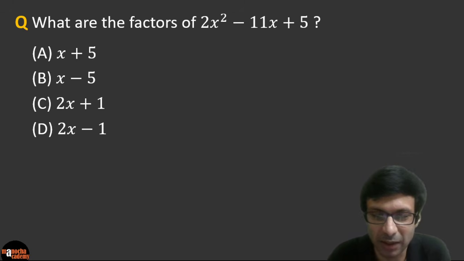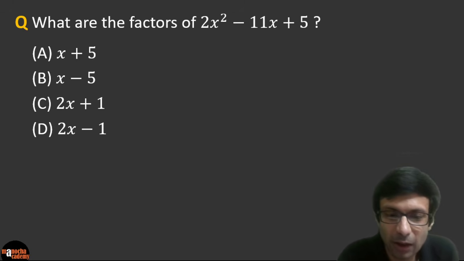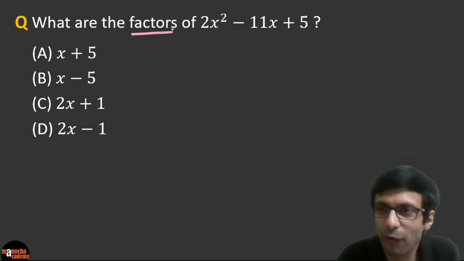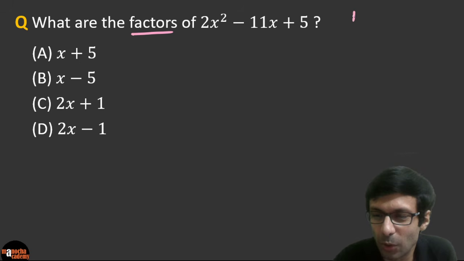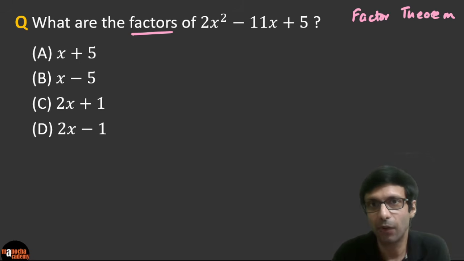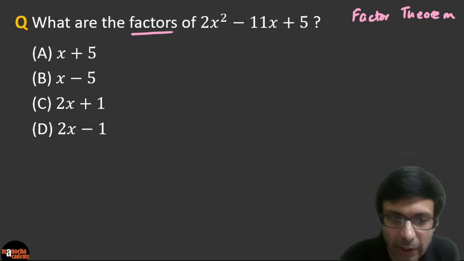Come on, guys, try this. So how do we do this? Again, can you see the clue in the question? What are the factors of? So I think we need to apply factor theorem here, right? We need to apply factor theorem. Since it's a multiple choice question, we need to select from these options. We've been given x plus 5, x minus 5 and so on. So to check it's a factor, what do we need to do?